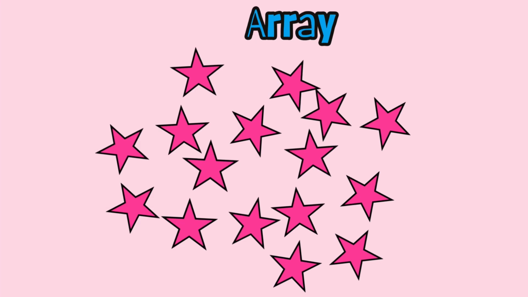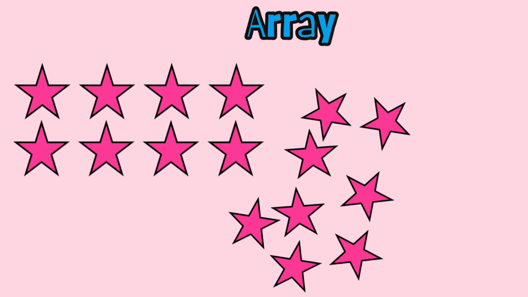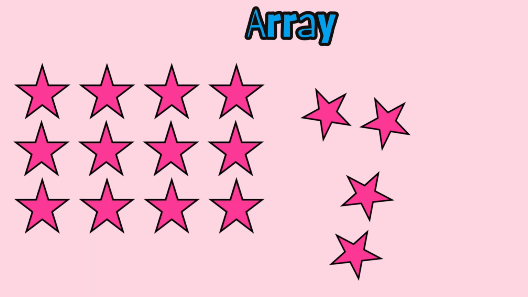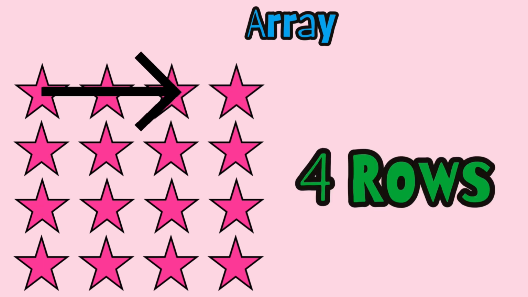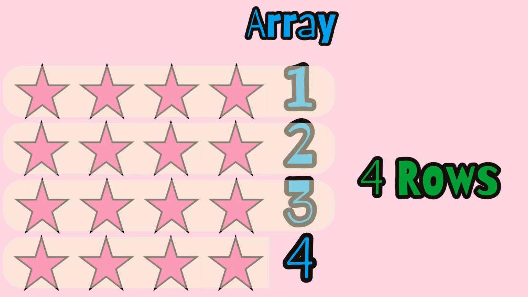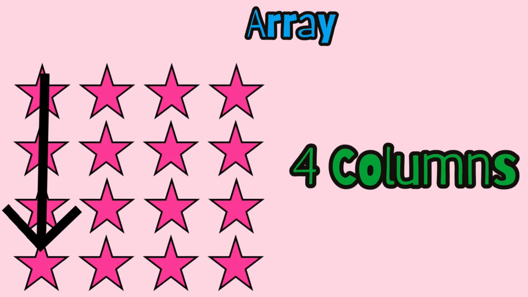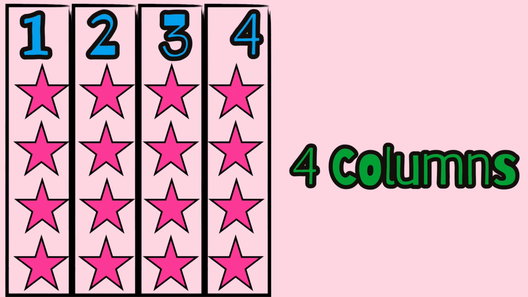Next, we have an array. An array is arranging objects in rows and columns to count them easily. With an array, we can also write a multiplication equation, because remember that as long as we have the same amount in each of the rows, we can use multiplication. These are the rows in my array. In this case, I have 4 rows. This array has 4 rows. And these are my columns. In this array, I have also 4 columns. It could be more or less, okay?